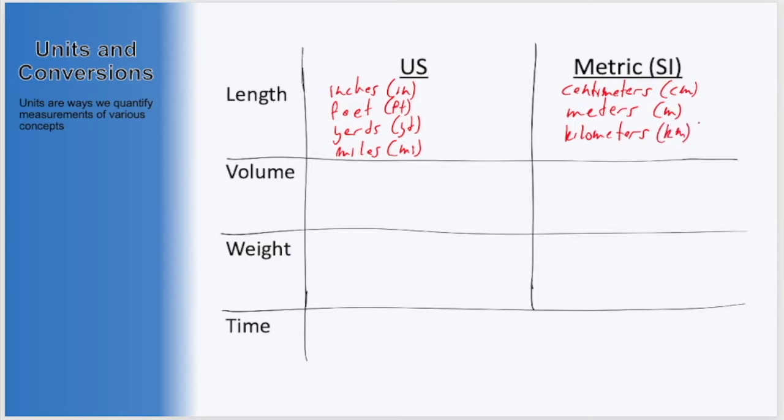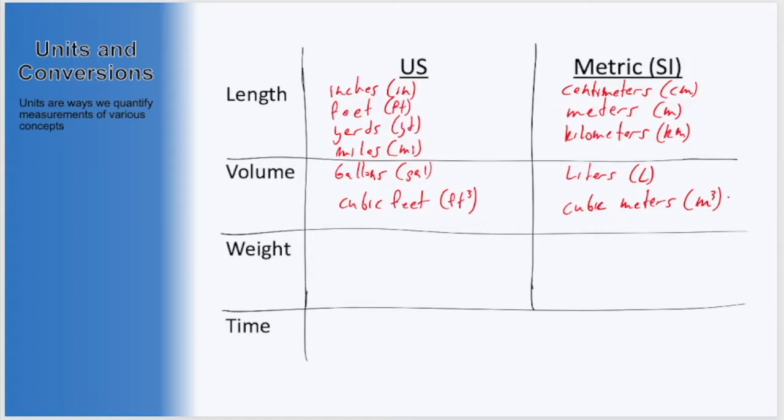and so on. For volumes, we have units of gallons and cubic length, such as cubic feet. While for SI units, we have liters or cubic meters, among others. Then for weight, we have pounds in the US, or in SI units there are grams and kilograms.